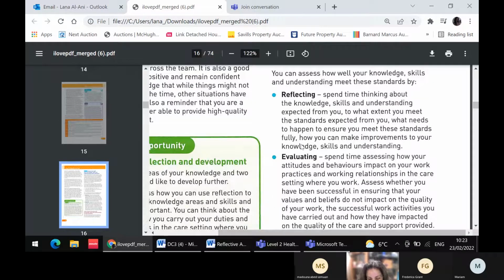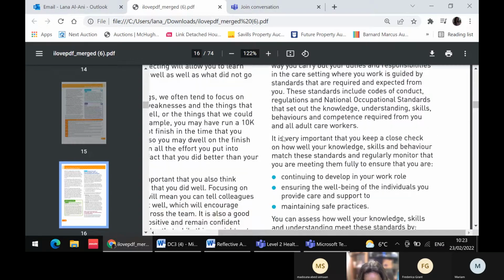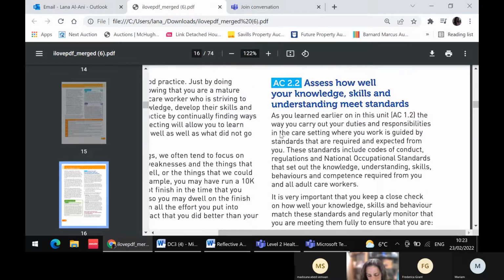So you just talk about how you feel, how you've done it. Is anyone of you at the moment working in health and social care? No? So as you can see here, let us imagine that you are working at the moment in health and social care, because this is all about you, about how you meet the standards. So for you, you say, I just started studying health and social care level 2. I'm working as a volunteer in a nursing home.